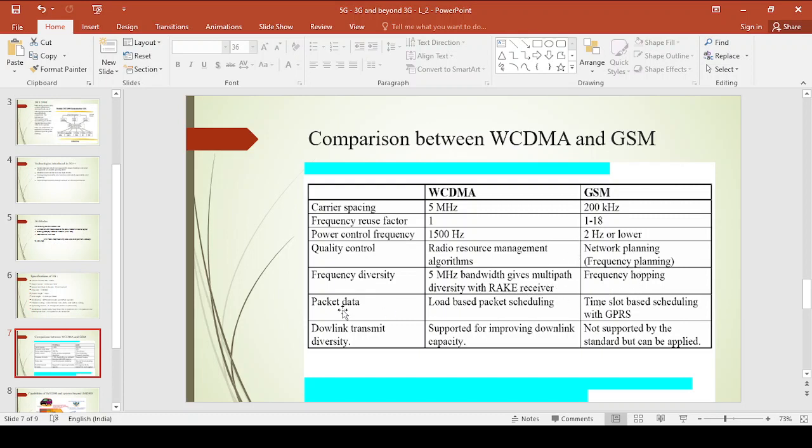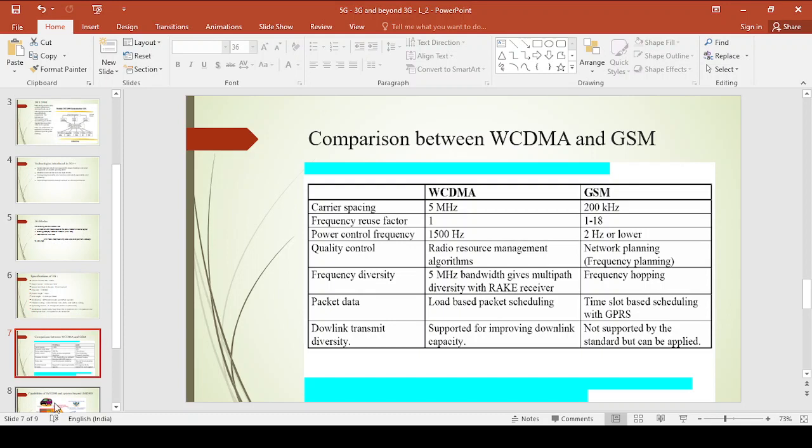Now coming to packet data, WCDMA supports load based packet scheduling and GSM supports time slot based scheduling, right? Now coming to the next term, downlink transmit diversity. This is supported by WCDMA in order to improve the downlink capacity. GSM doesn't support downlink transmit diversity, but it can be applied in a different manner, right?